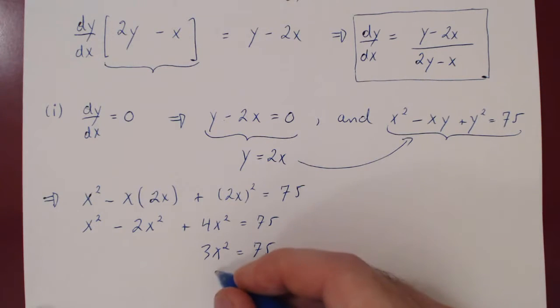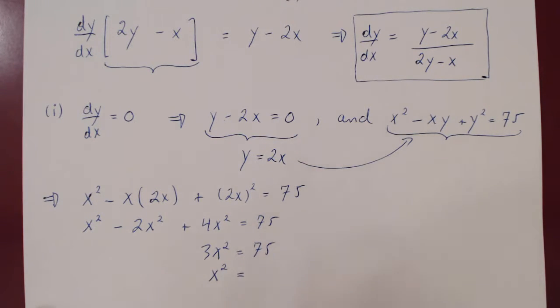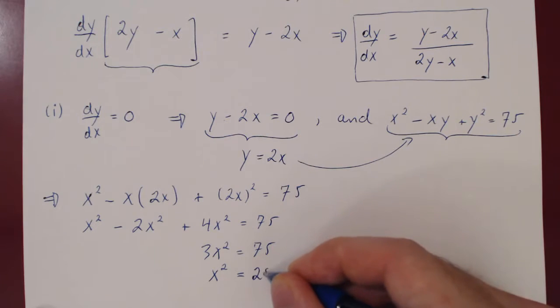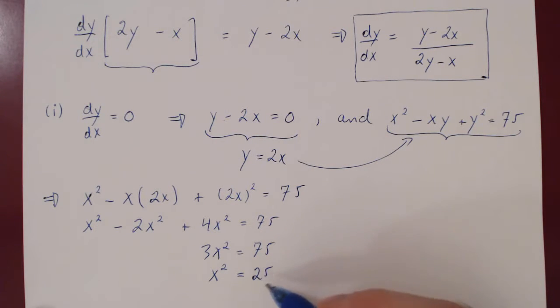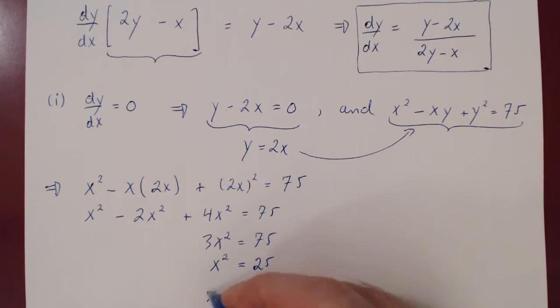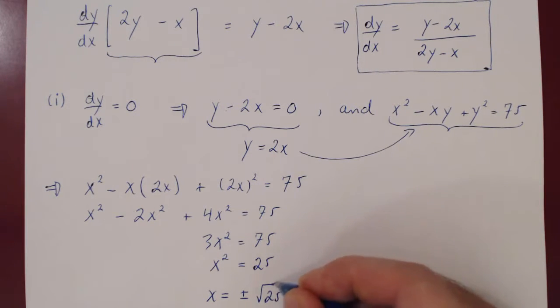Well, divide by 3, so x squared is equal to 75 over 3, but that's equal to 25. Right? 3 times 2, 60, plus 3 times 5, 15. 60 plus 15 is 75. Hence, x must be plus or minus the square root of 25.